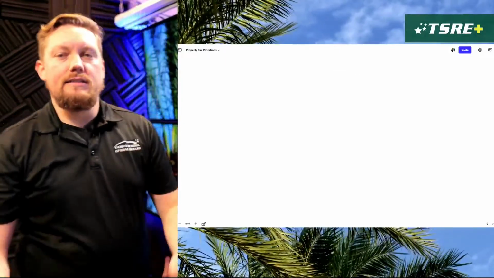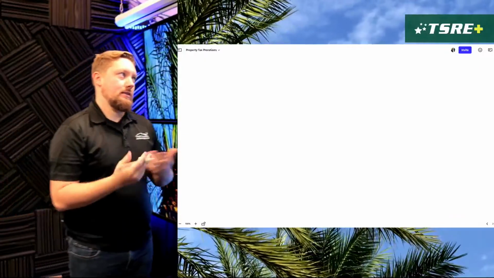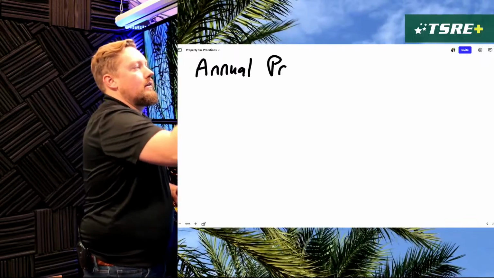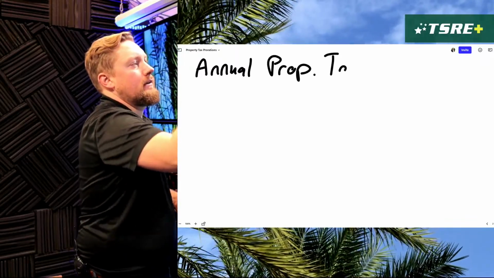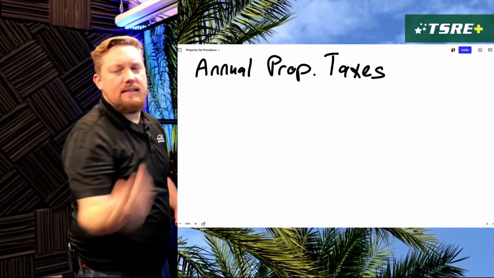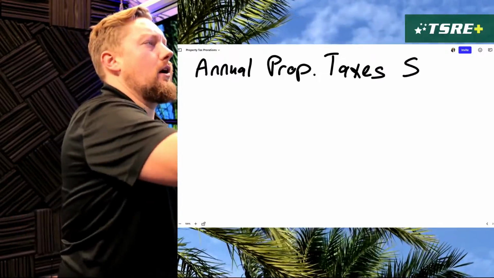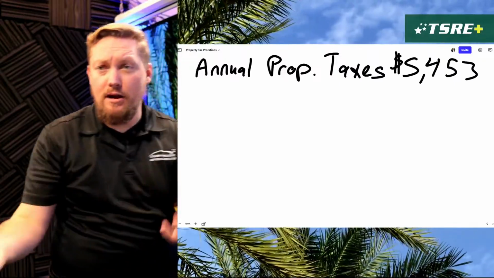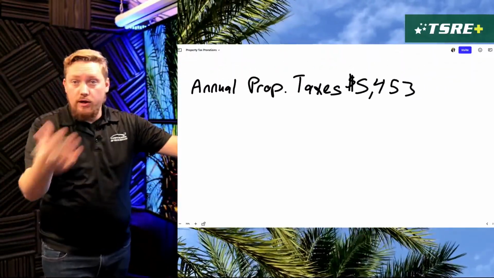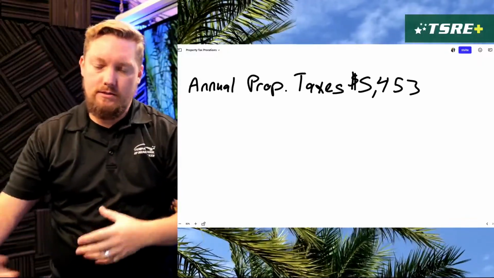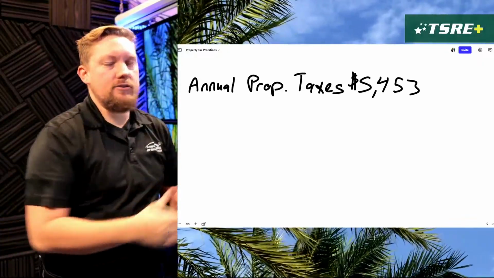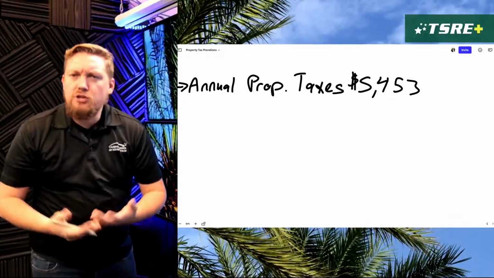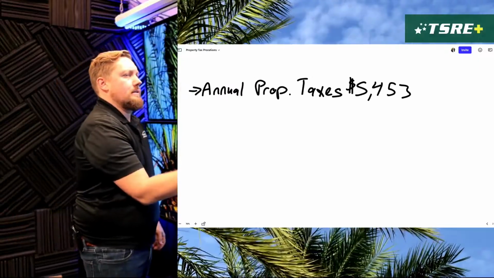So on your exam, you'd be given information such as the annual property taxes. And in this case, let's say $5,453. Just a number I made up off the top of my head. In the real world, we'd look at the actual tax assessor's records to see what the actual tax bill is. And on your exam, that information would be given to you in a question such as this.